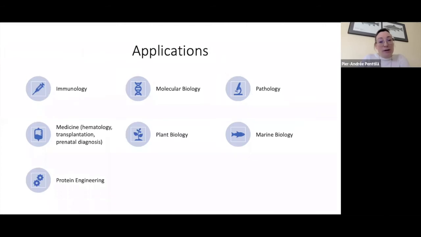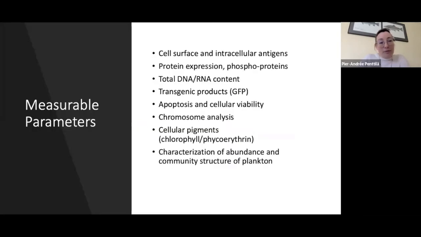Now, there is a broad variety of applications used in flow cytometry across both the biomedical and natural sciences, and across very diverse fields, ranging from, as I mentioned, immunology, of course, molecular biology, pathology, medicine, and even the natural sciences like plant biology and marine biology, as well as protein engineering. It's become really a crucial tool. And some of the measurable parameters are listed here.